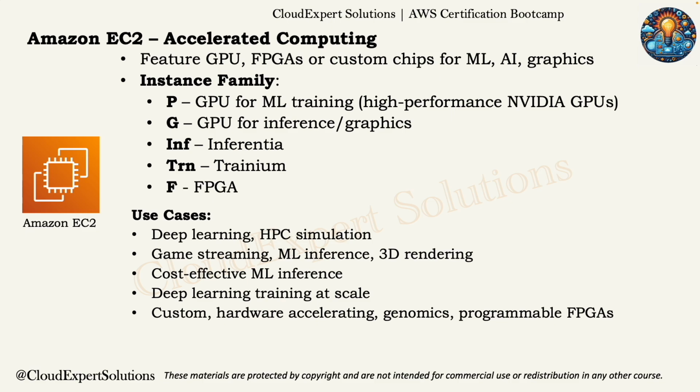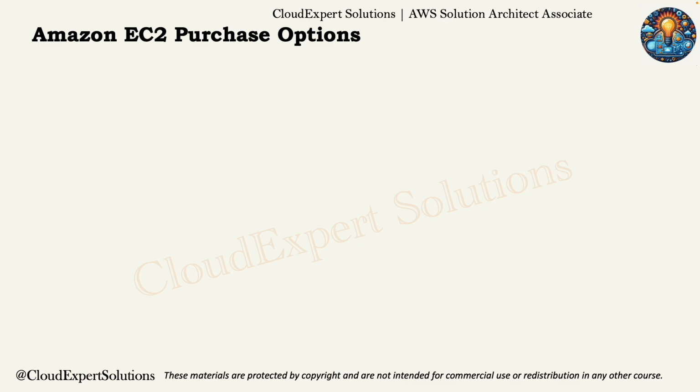Now, since we have reviewed all the EC2 instance types, let's review instance purchase options. Because when you launch an EC2 instance, choosing the right pricing model is just as important as choosing the instance type, because you need to minimize the workload run cost. And here are the main options. You can use on demand, which is a flexible, pay as you go model.